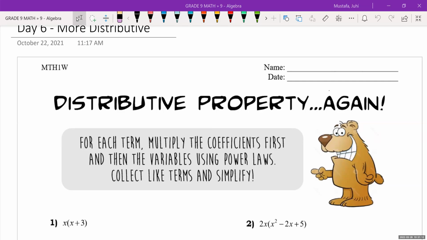Lesson, the title of the lesson is called Distributive Property again, because what we're going to do is revisit the distributive property, which we learned about earlier this unit. But this time, you're going to notice something a little bit different that we didn't have when we learned it first. So let's read what the little bear is saying.